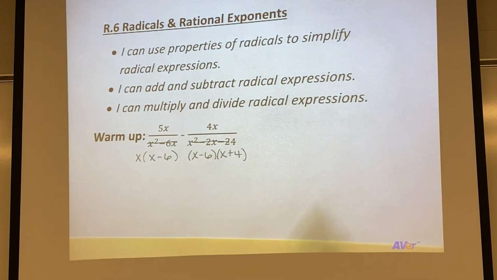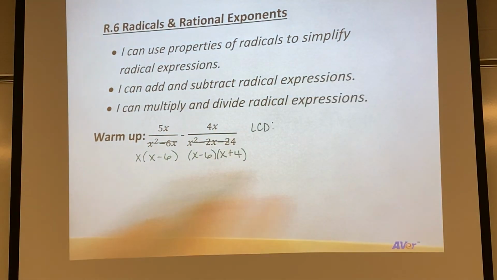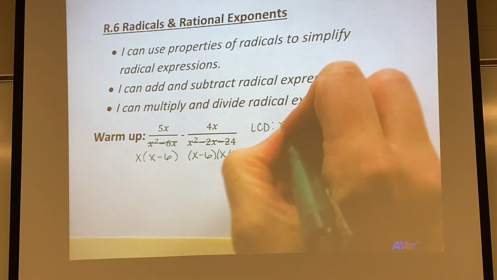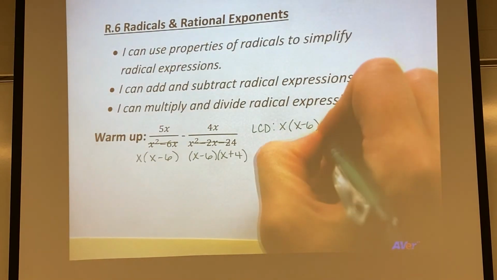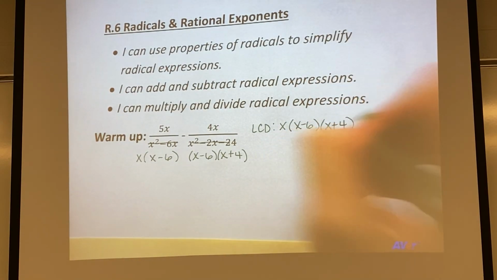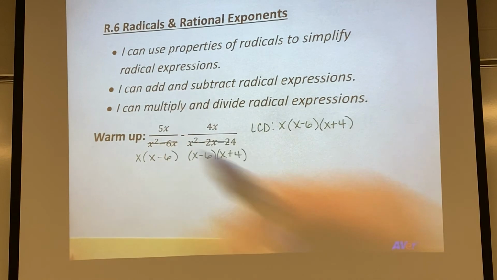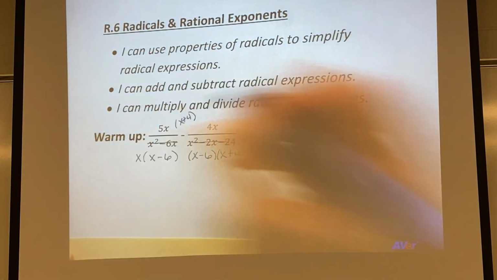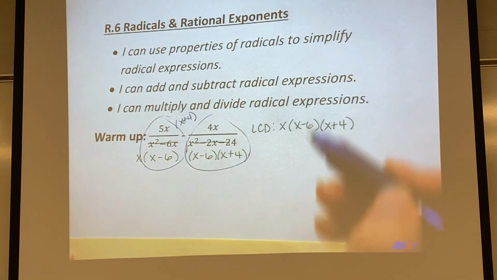All right, so now we need to figure out what our LCD is going to be. We have to include all the factors in it. So it looks like we need an x, we need an x minus 6. This x minus 6 is already represented. So then we need an x plus 4. All right, and then we're going to multiply by what we're missing. So we need to multiply this first fraction on the left by x plus 4, this whole thing, and then this whole fraction on the right by x.